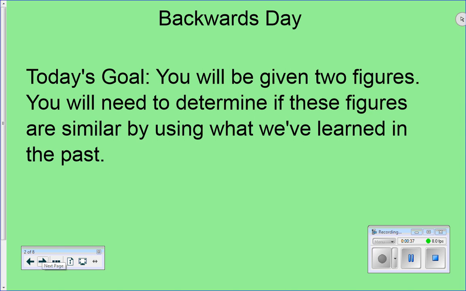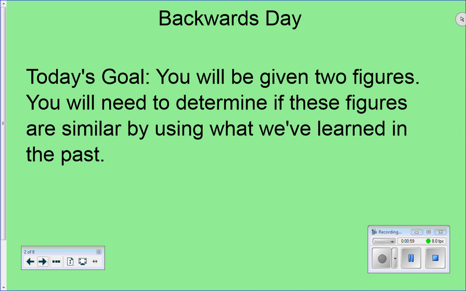So today, what we're doing is we are going to be given two figures. You're going to be given two shapes. And the shapes are going to be the same shape, but maybe not the same size. Okay? You will need to determine if these are similar by what we've learned in the past. So think of similarity. Do you remember anything about doing this?